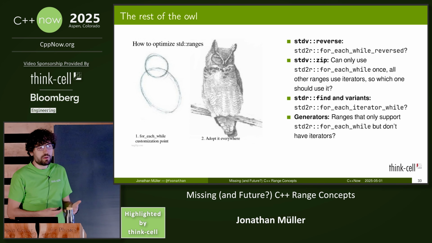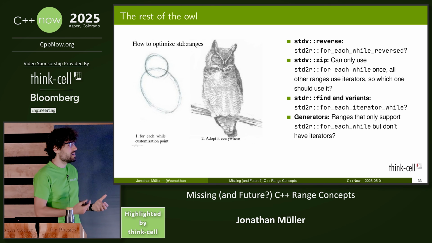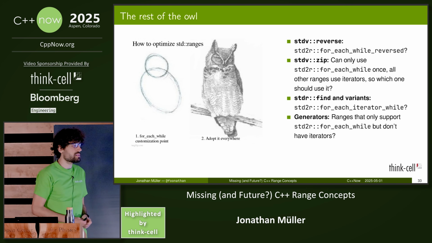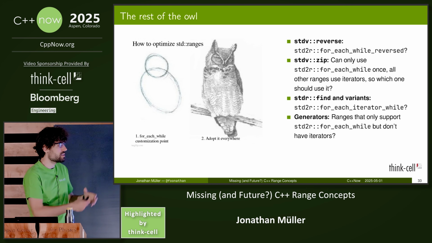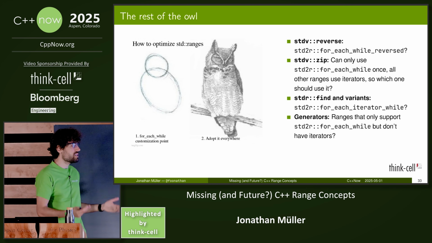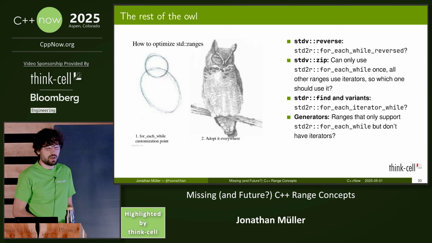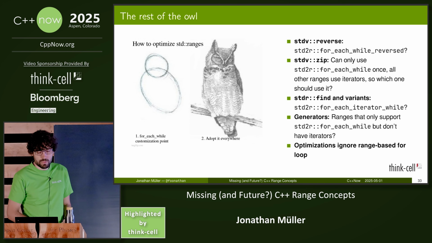And so all of our algorithms and views that don't need iterators, they just work with generators that only have for each while. So you can still use a filter on something that doesn't have iterators as long as it has for each while. And that's just a nice convenience thing.